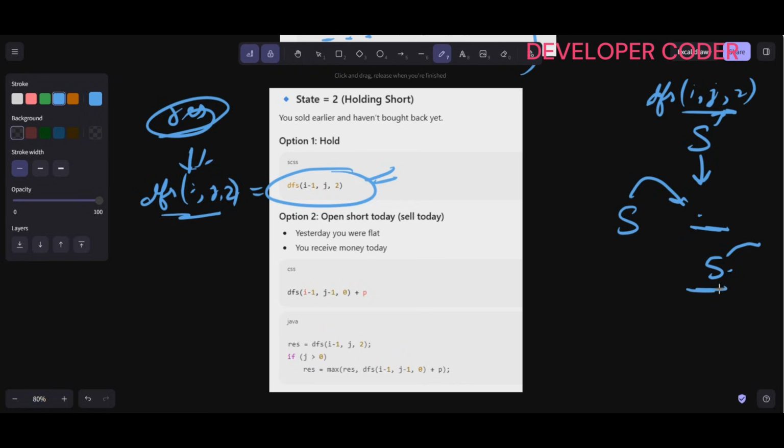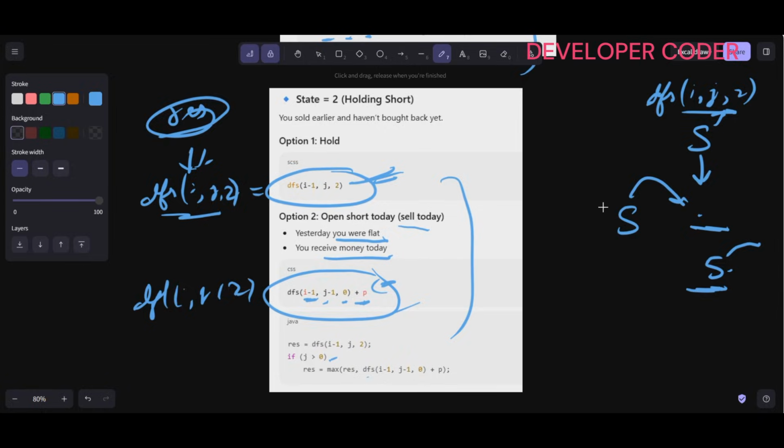Or open short today. If you are selling today, you are earning some money, so plus p. So dfs of I minus 1 j minus 1 comma 0, and then add money to it. Here also, yesterday you were flat, you receive money today. Open short today, sell today. So here also you need to make sure j is greater than 0, and then you have to take the max of this and this. That's it, this is what you need to do.